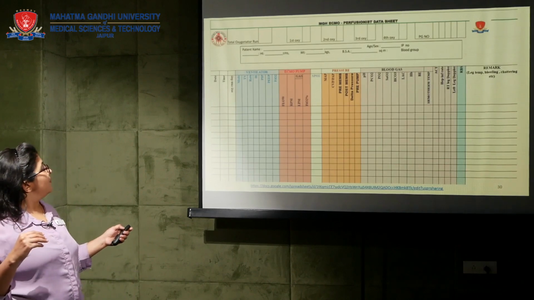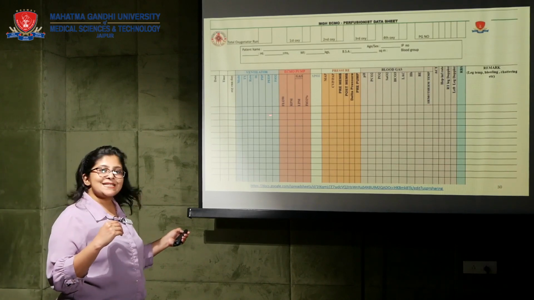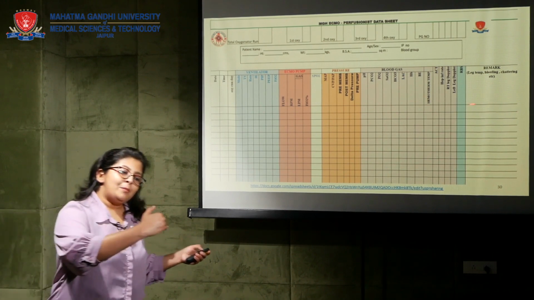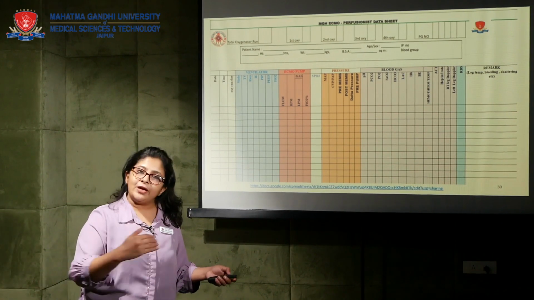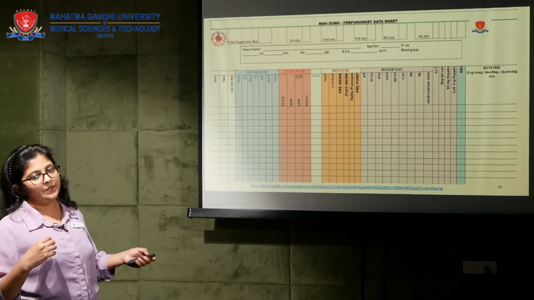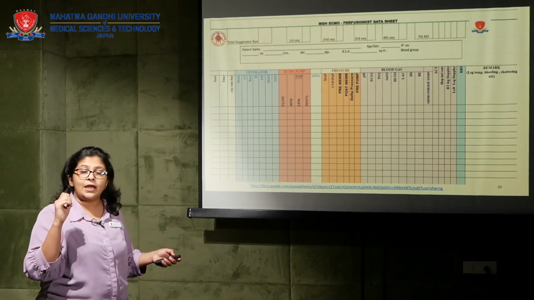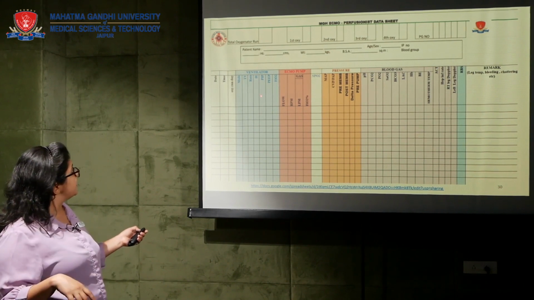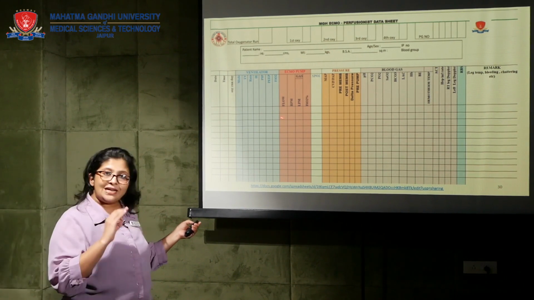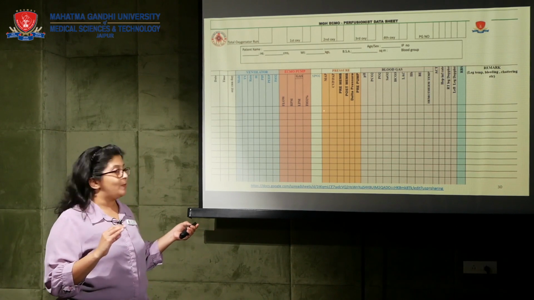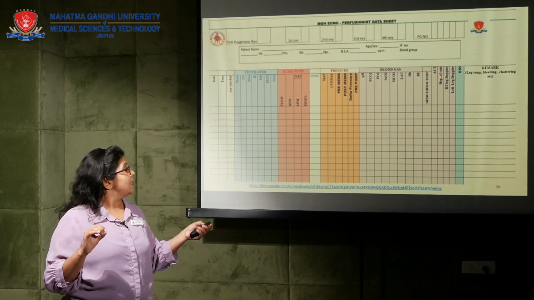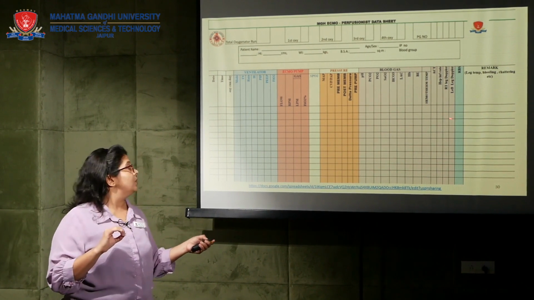Then comes the perfusionist data sheet. This is the record keeping of the perfusionist. We need multiple people to record at various steps so that nothing is missed and we are able to identify any abnormality timely. This is the checklist of the perfusionist where they write about the ventilator settings, the ECMO pump settings, pressure settings, blood gases, ACT and the heparin doses.